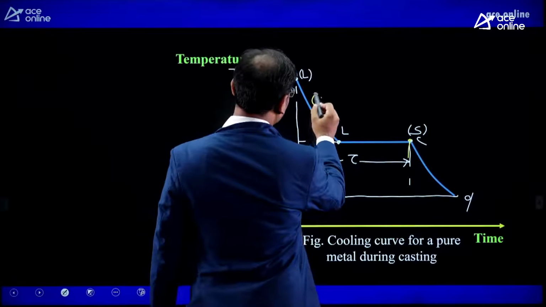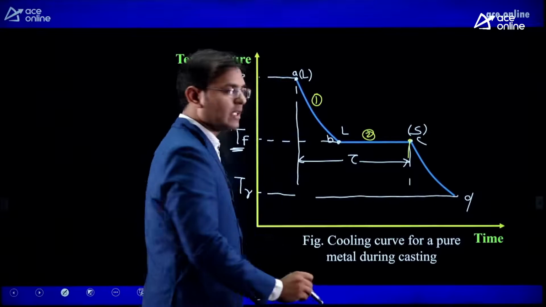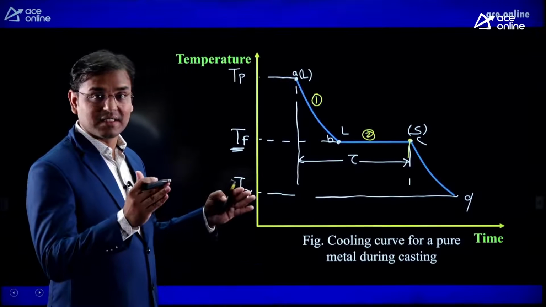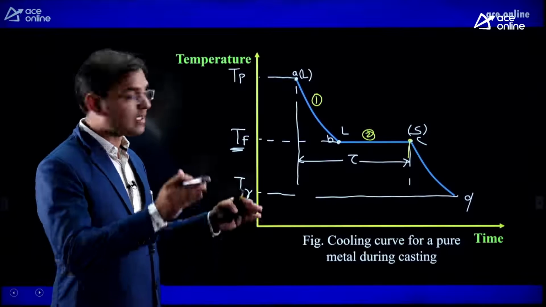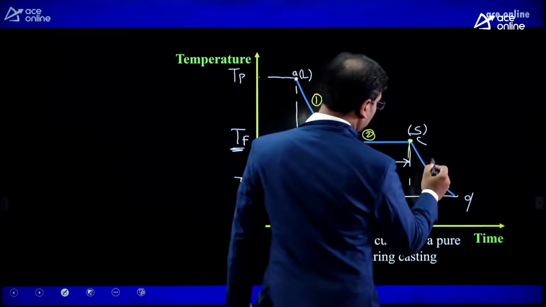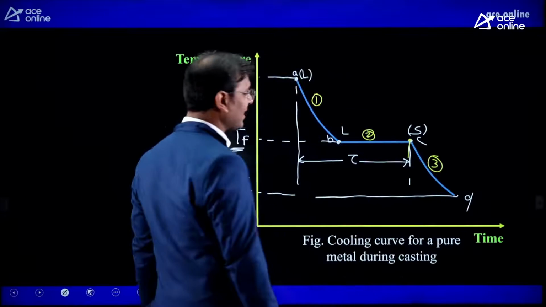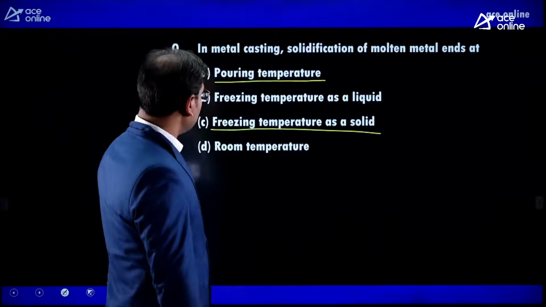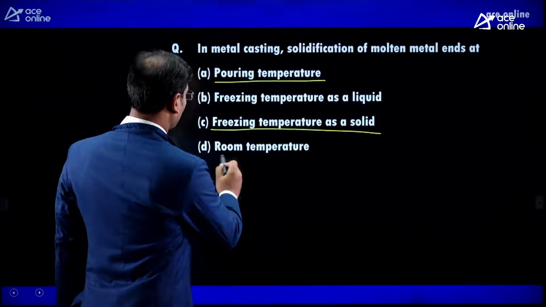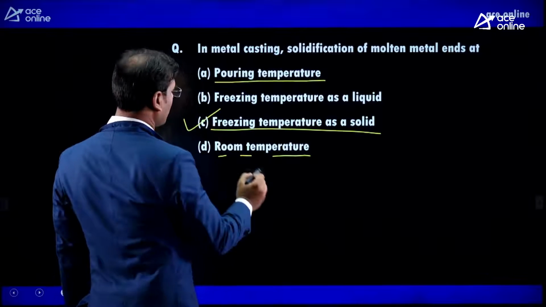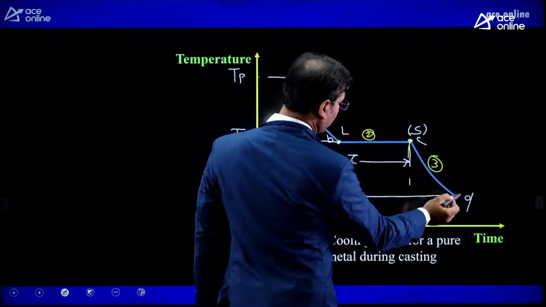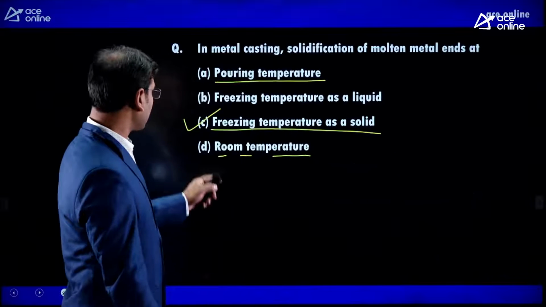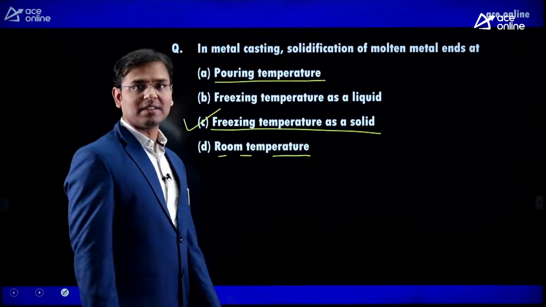Hence this is stage 1 and stage 2. Stage 1 and stage 2 happen inside the cavity, inside the mold, and stage 3 happens outside the mold, because at stage 3 we break the mold. The room temperature is also not correct, because room temperature is the last point. You can see this point is room temperature. Then the correct answer is option C, freezing temperature as a solid.